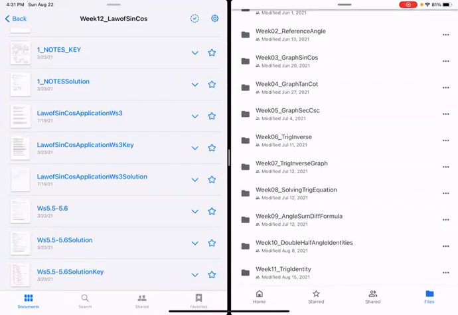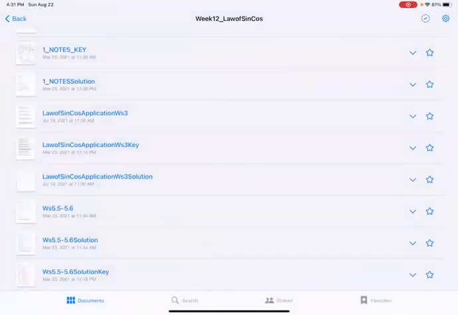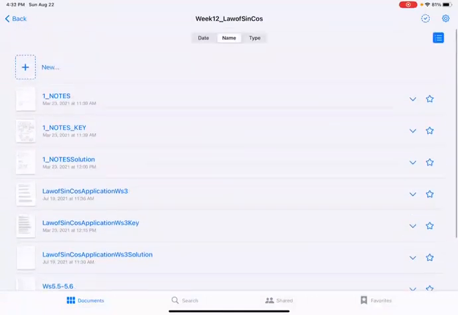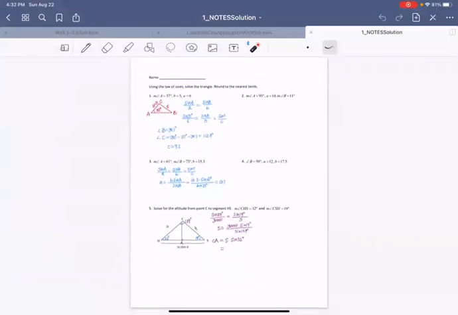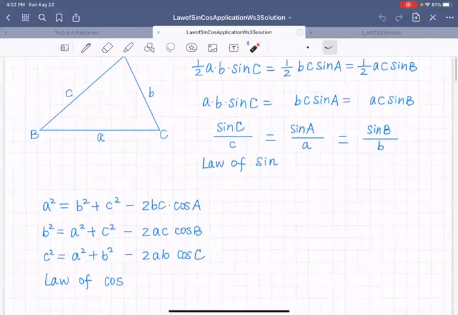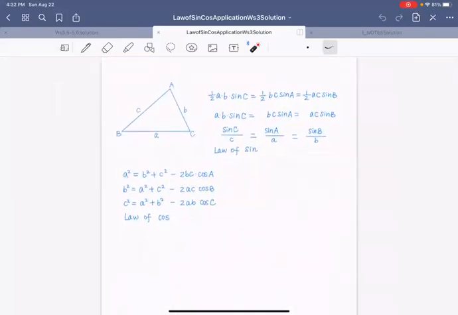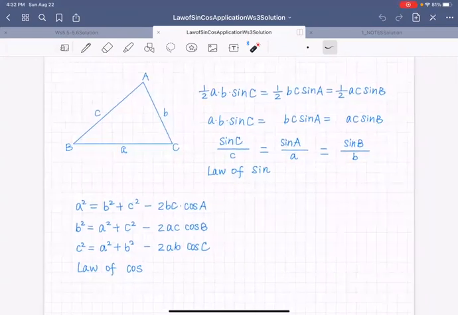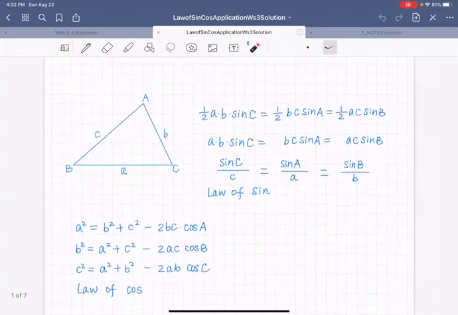Okay, today we will learn about law of sine and law of cosine. Now let's talk about the law of sine and law of cosine. In this triangle ABC, we can find the triangle area in several different ways.